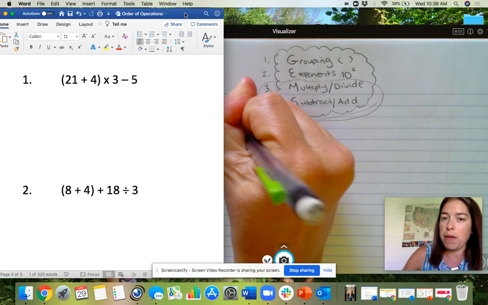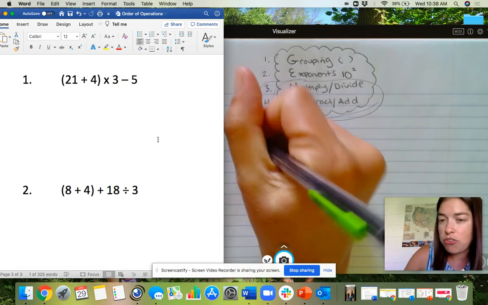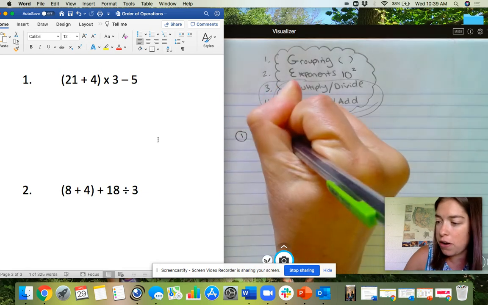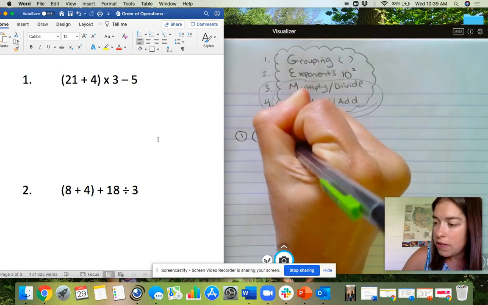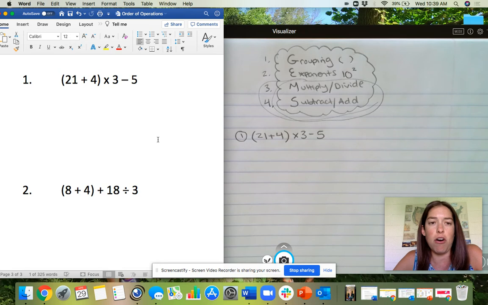Go ahead and number your paper with number 1. We're copying the problem exactly like we see it right here. Go ahead: 21 plus 4 times 3 minus 5. I'm double checking that I have all of my parentheses where they need to go. Perfect. All right, let's go ahead and check our order of operations.